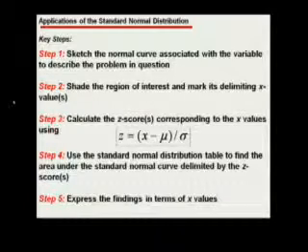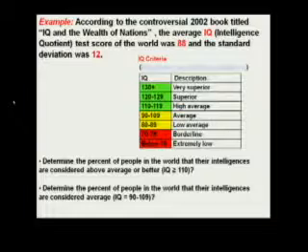Let's see how these steps apply to any example that we deal with. Here is an example. According to the controversial 2002 book titled The IQ and the Wealth of Nations, the average IQ test score of the world was 88, and the standard deviation was 12.